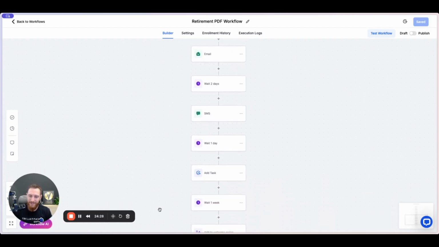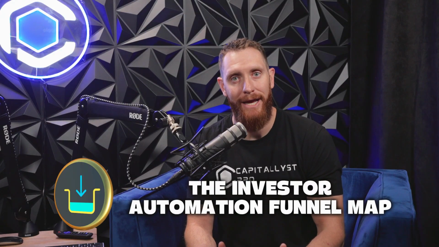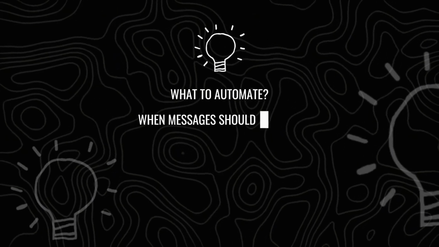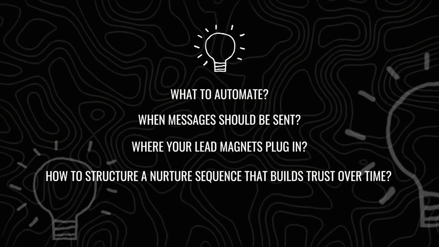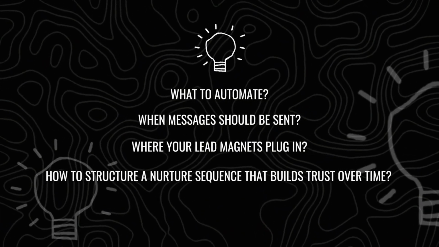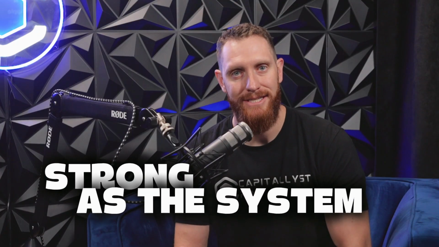So thanks for watching. Continue on this video if you want to see what this looks like mapped out. We've created a free download, the Investor Automation Funnel Map, based on real workflows we use. It shows what to automate, when messages should be sent, where your lead magnets plug in, and how to structure a nurture sequence that builds trust over time. You can grab it in the link below. Remember, your pipeline is only as strong as the system that supports it. With the right workflows in place, you're not just following up, you're following through with a purpose.